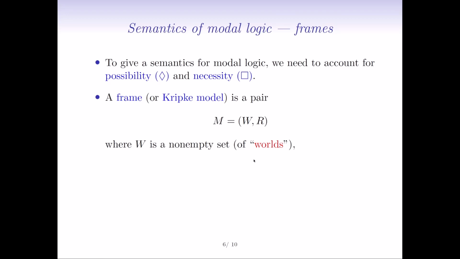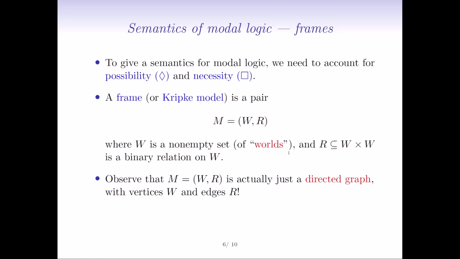So, they could be possible states of a computation, or possible universes in quantum theory, or really anything else, just any set. And R is a binary relation on W. So, in other words, R is a set of pairs of worlds. That's what a binary relation means.